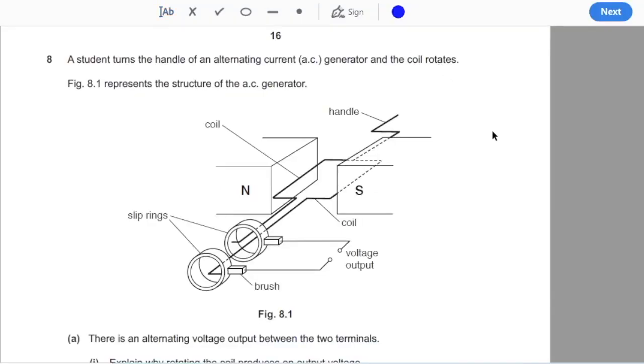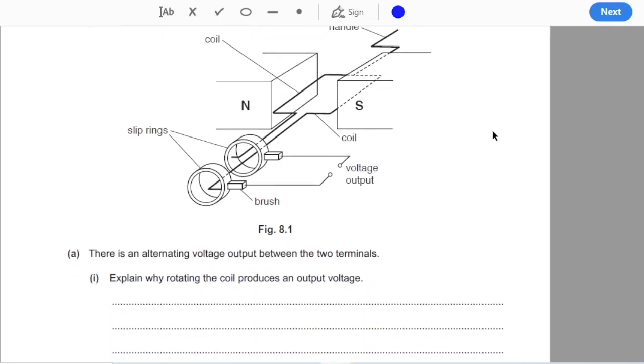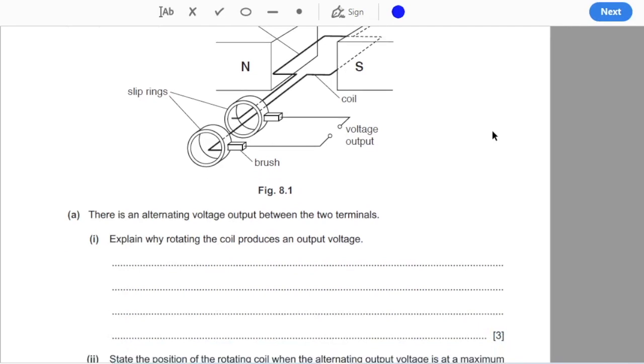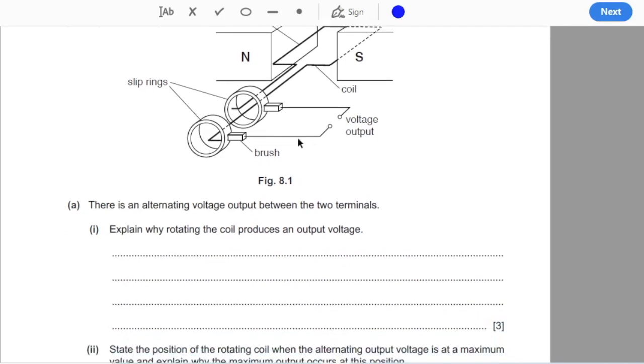Question number 8. A student turns the handle of an alternating current generator and the coil rotates. Figure 8.1 represents the structure of the AC generator. Part A. There is an alternating voltage output between the two terminals. Explain why rotating the coil produces an output voltage.